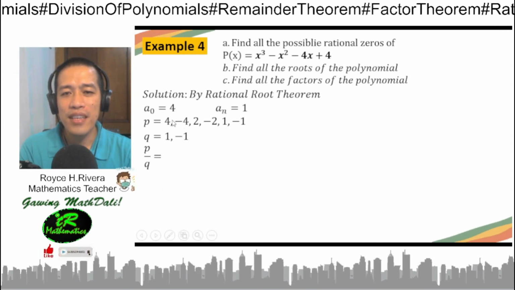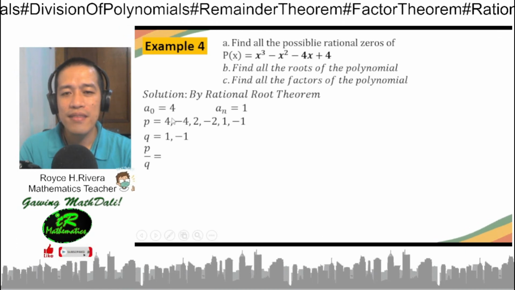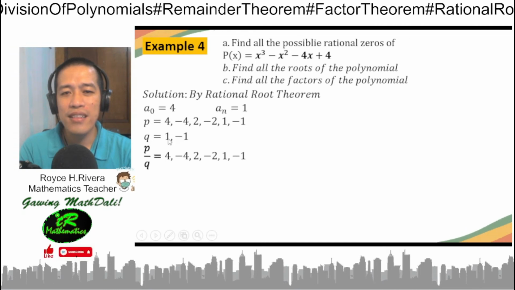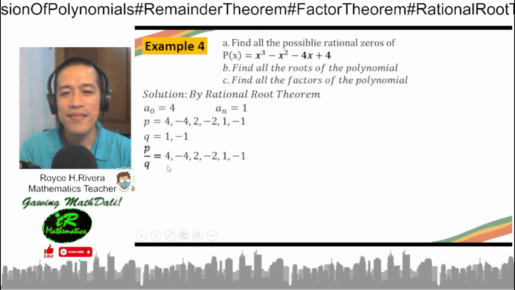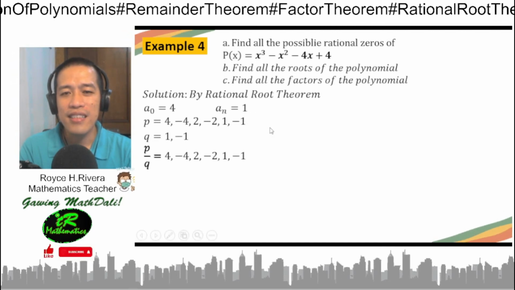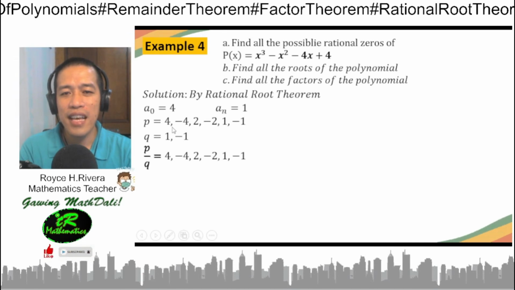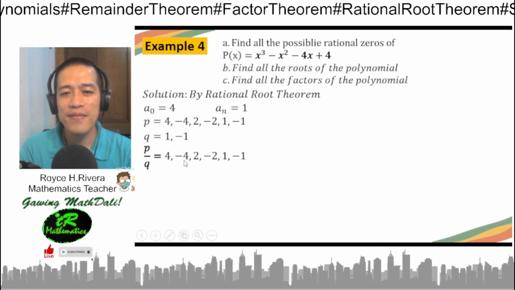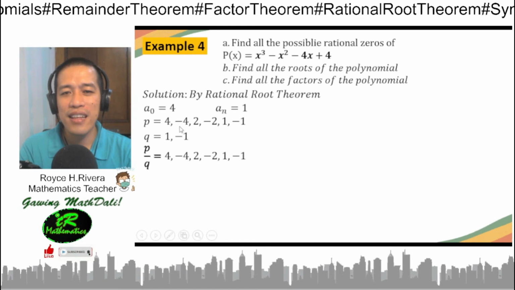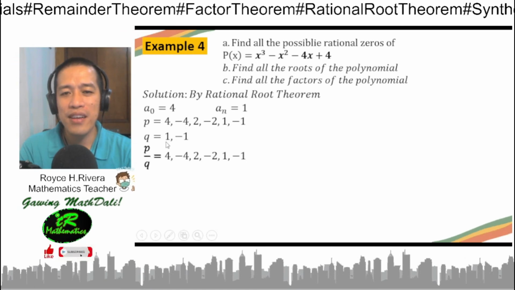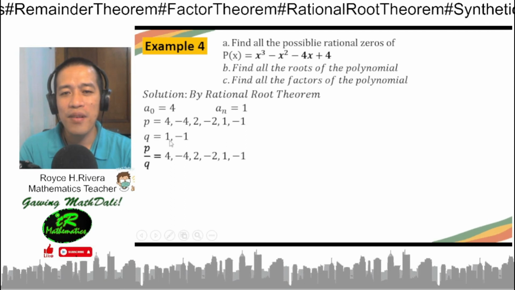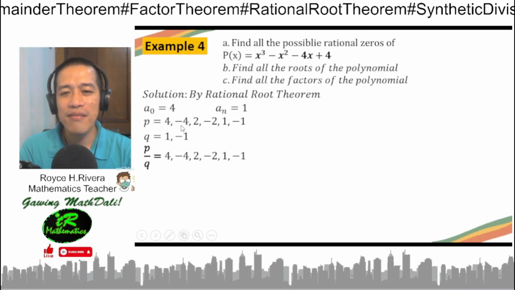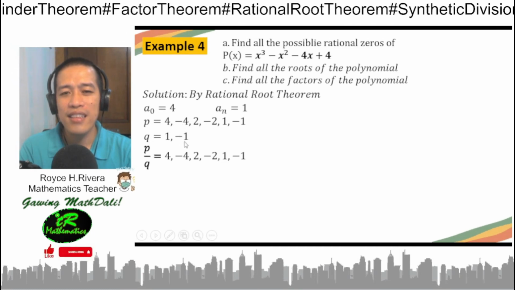So we will start with the ratio of 4 and 1. 4 over 1 is 4. Next, the ratio of 4 and negative 1. 4 over negative 1 is negative 4. Now, we get the ratio of negative 4 and 1. That is negative 4. Naisulat na natin. The ratio of negative 4 and negative 1. That is 4.